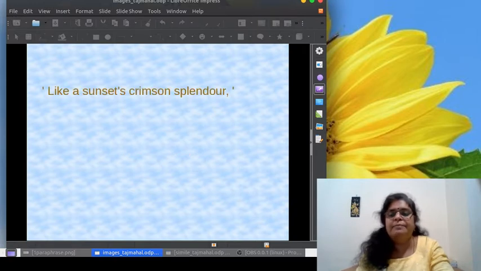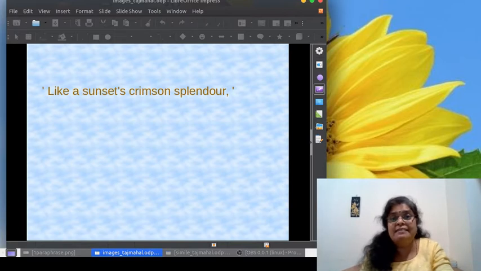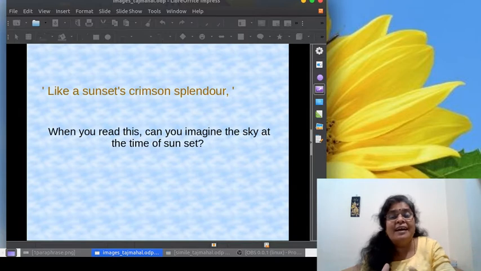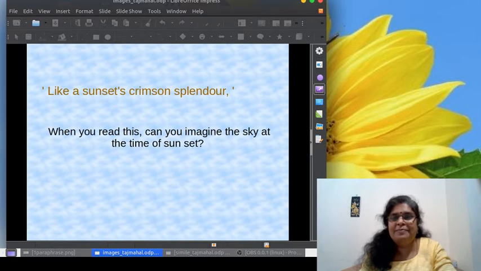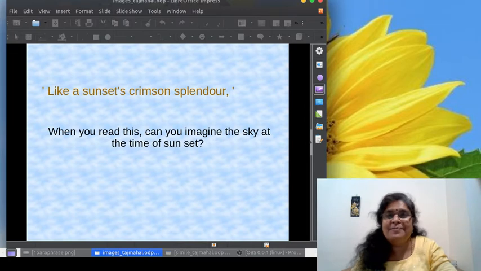Imagery. Listen, here's a line. Like a sunset's crimson splendor. When you read this line, can you imagine the sunset with beautiful colors? Can you imagine? Yes, sure, we can imagine the sky at the time of sunset. Just close your eyes and imagine that golden color, red, orange, yellow, a blend of all these colors. Just imagine that.